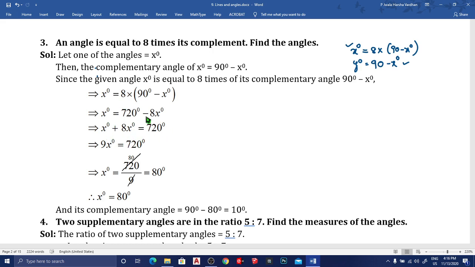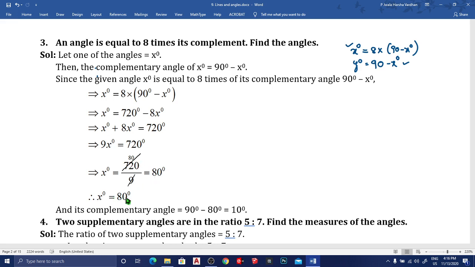By sending this minus 8x to the left side, it becomes plus 8x. So x plus 8x is equal to 720. This is 1x, this is 8x. 1x plus 8x is 9x, which is equal to 720 degrees. Now you can send this 9 to the other side, and it becomes divided by 9. So x degrees is equal to 720 by 9. By dividing, 9 eights are 72, 9 zeros are 0, so 80 degrees.